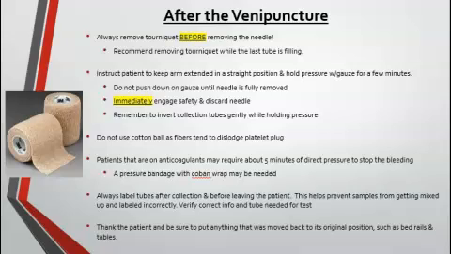Remember to invert your blood tubes after collection. This will allow them to mix with any of the additives or anticoagulants within the tube. Remember, we want to use gauze versus a cotton ball when we're trying to stop bleeding after a venipuncture, because the cotton fibers can dislodge a platelet plug.